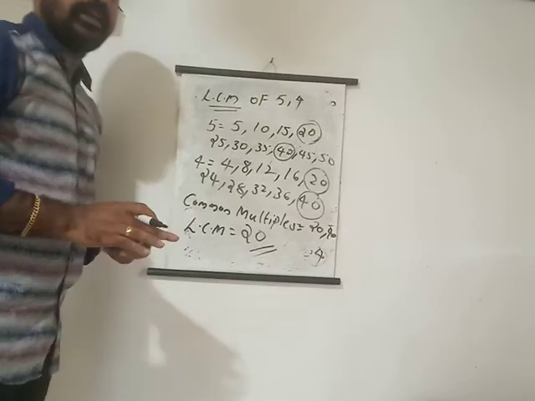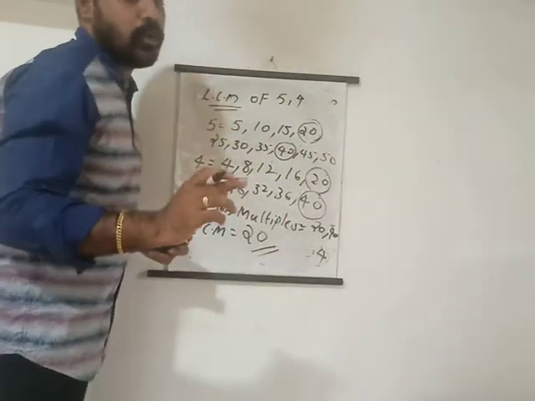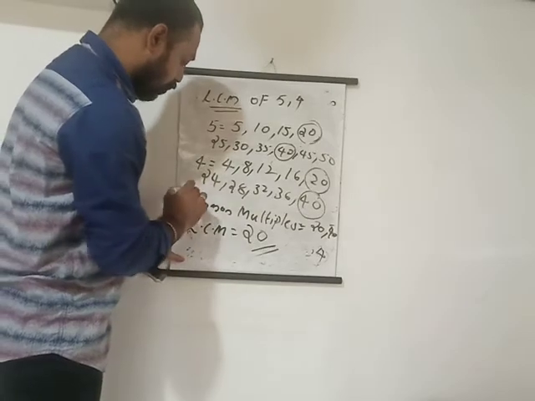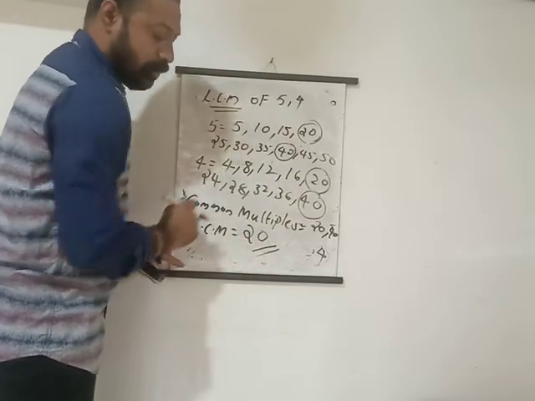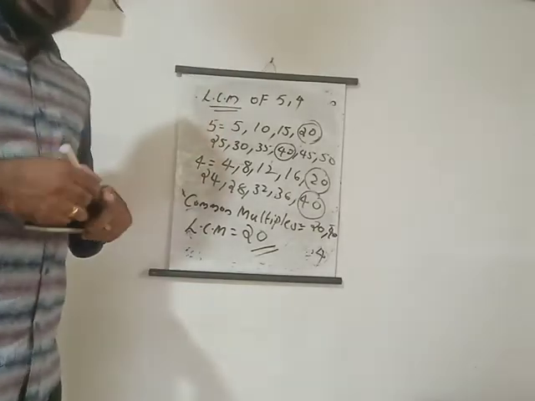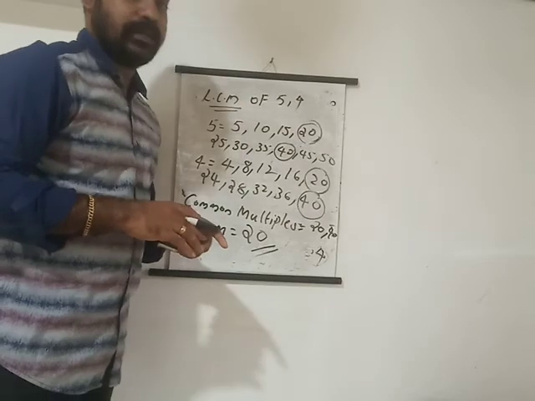The first multiple that you see as common is the least common multiple. If you avoid the previous step also, no problem. We need to find the first one, the least common multiple. So this is the way we find the LCM. When you do more exercises, it will be clear. Thank you.